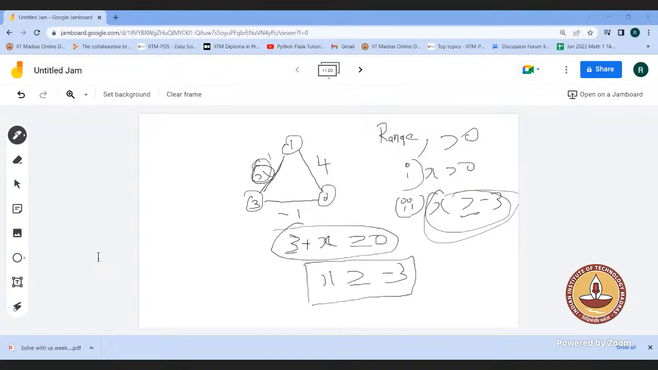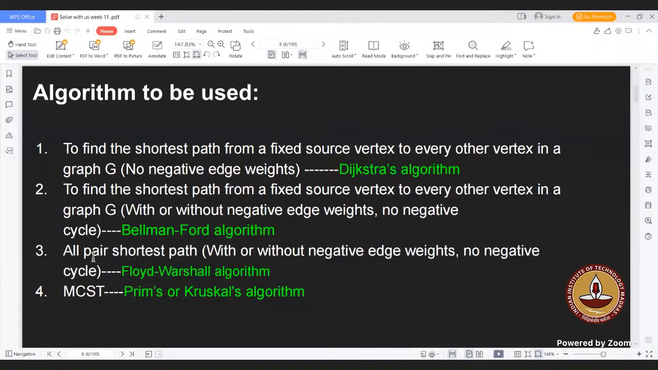So this is the third algorithm we are going to see, Floyd-Warshall's algorithm. It will give all pair shortest path with or without negative edge weights. It is similar to Bellman-Ford. It can have negative edge weights, but there can't be any negative cycle. It will compute the shortest path between any two vertices. This is what the Floyd-Warshall algorithm does.